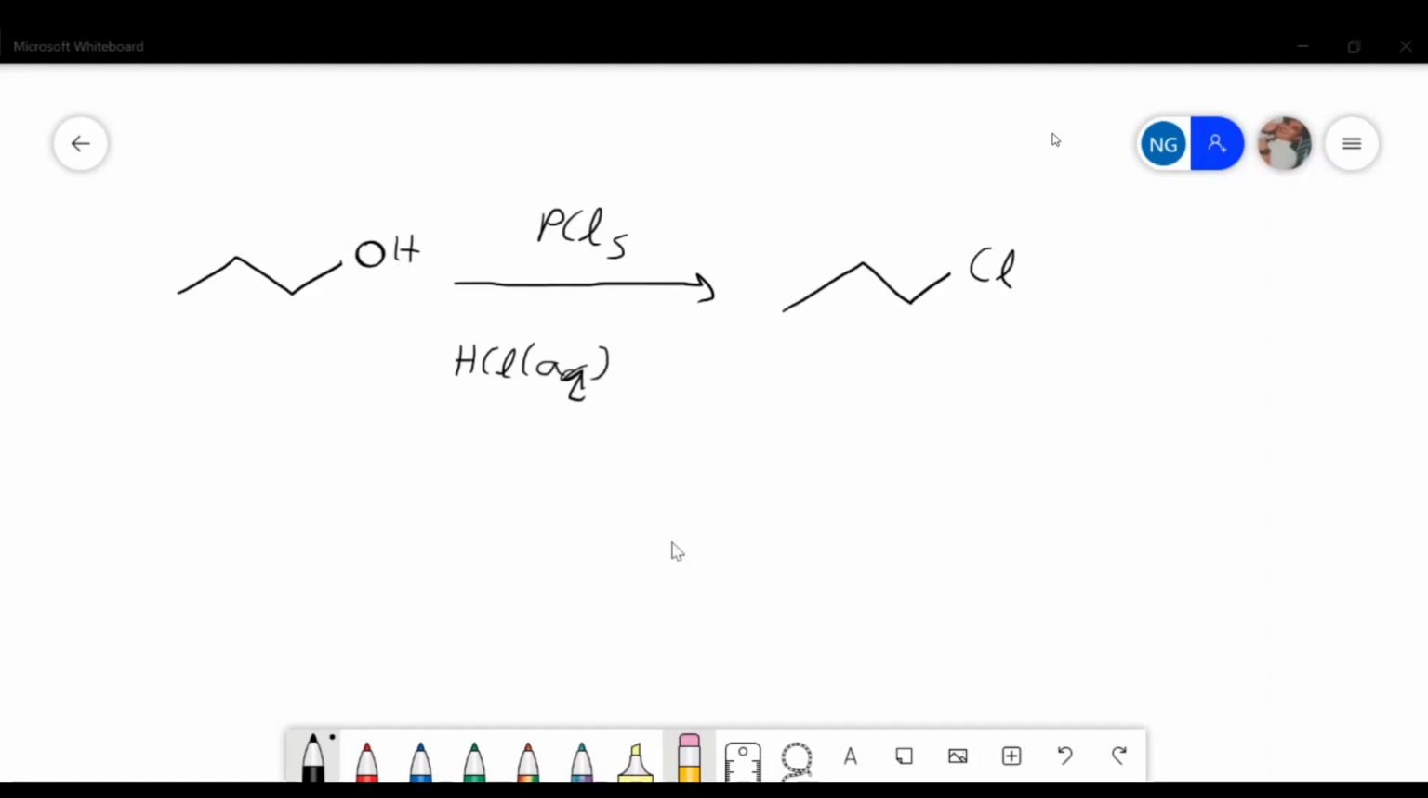Have you guys ever thought about it? Has the question ever popped up in your head? Have you guys ever thought about why PCl5 works but not aqueous HCl? If you're attacking nucleophiles the same, in that sense, why is it that PCl5 works? It's a really interesting question to think about.